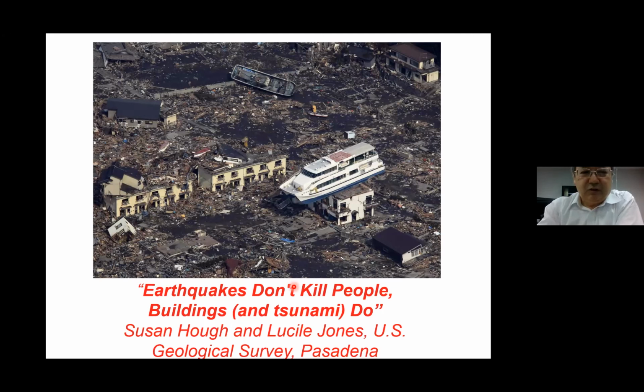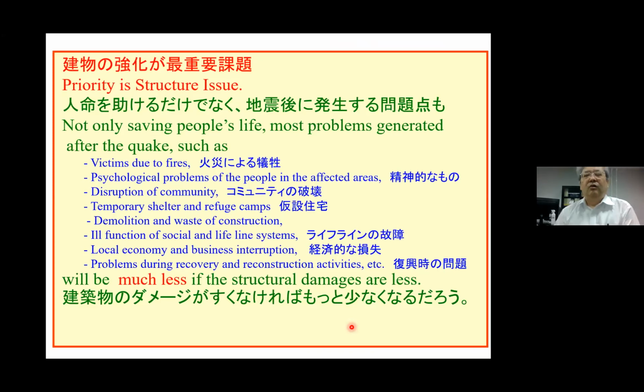Anyway, some seismologists in the US told earthquake don't kill people, building and tsunami do. So it's true. So in Japan, in China, quake shaking itself didn't kill the people. But colossal building or tsunami took away the lives. So it's a problem. So the government or seismic society issued priority is structure issue. Then, not only saving people's life, most problems generated after the quake will be much less if structure damage are less. I think it's true.